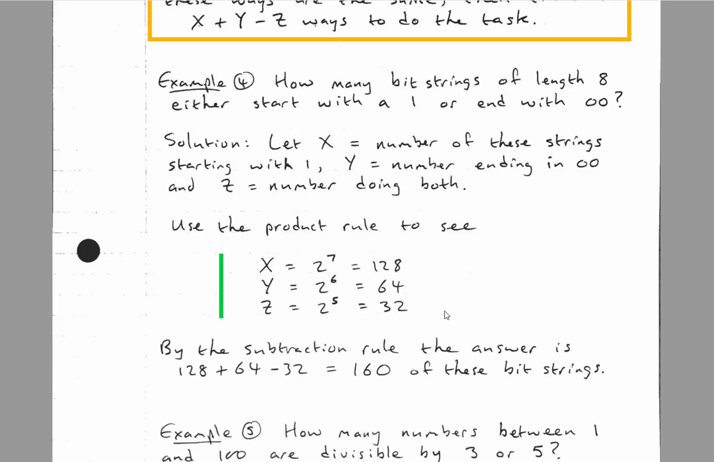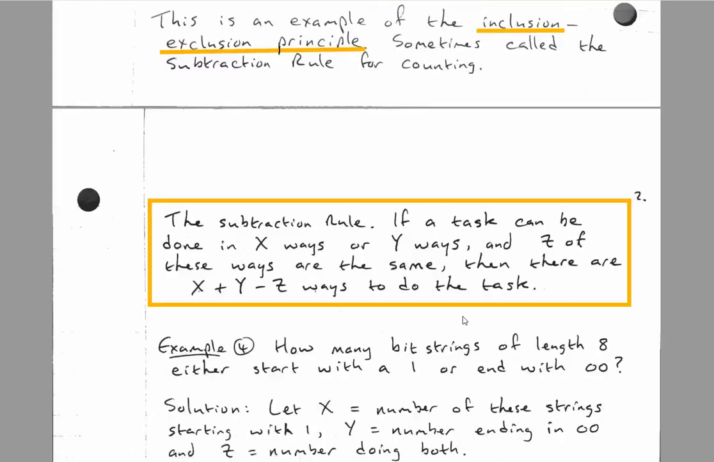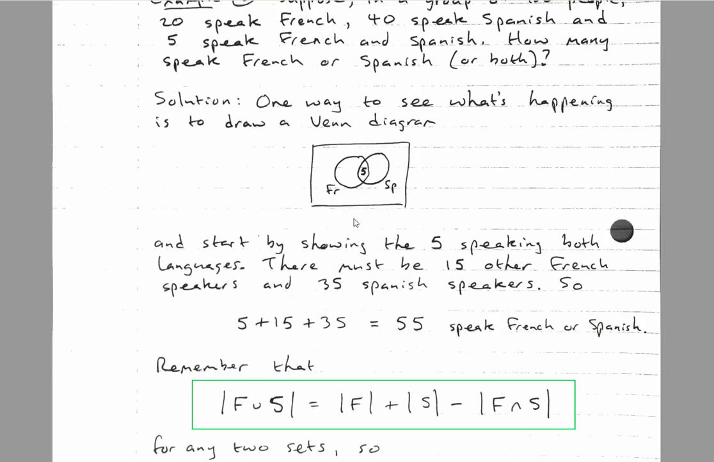Alright, so that's the subtraction rule. And it's definitely good to keep this picture in mind. So the Z is counting the number of elements in the intersection.